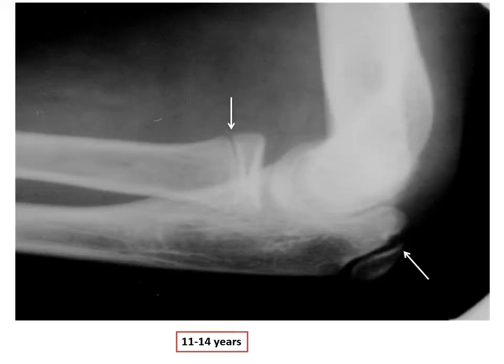Here it is a lateral view of the elbow joint. You see the radius, the lower end of humerus and ulna. And this is the olecranon at the lower end at an angle, and the head of radius. The centers are there but which are not fused. So the age becomes 11 to 14 years.